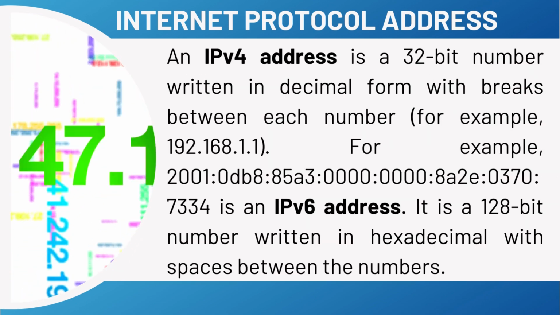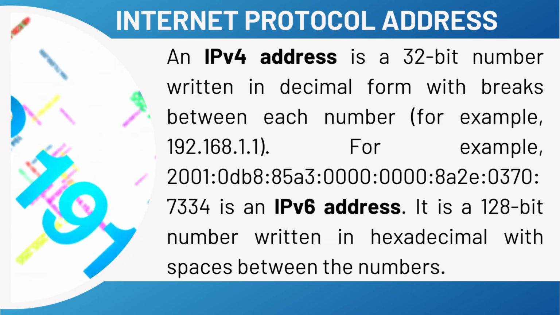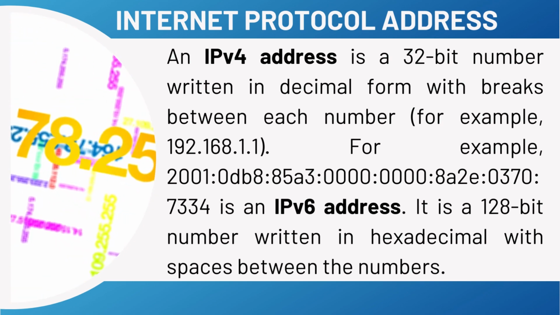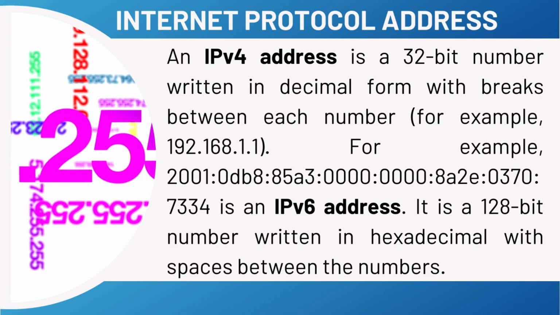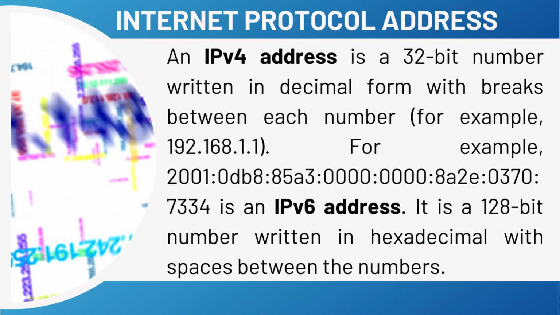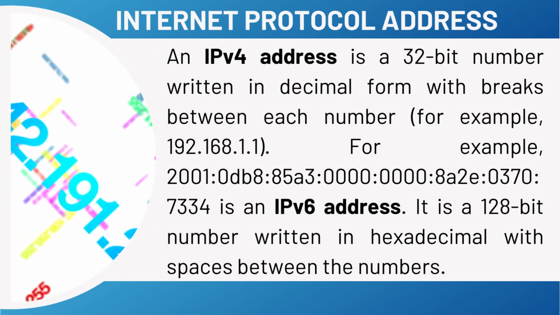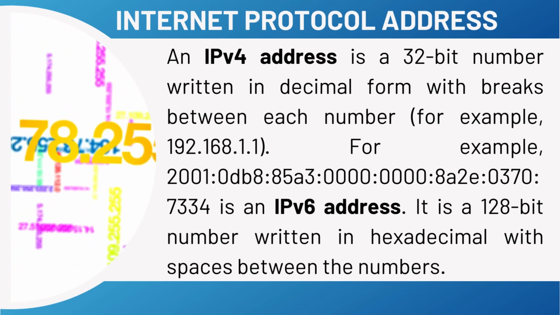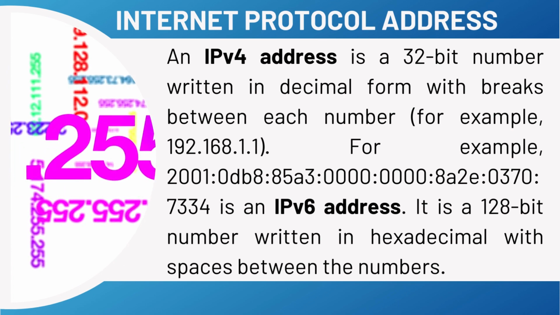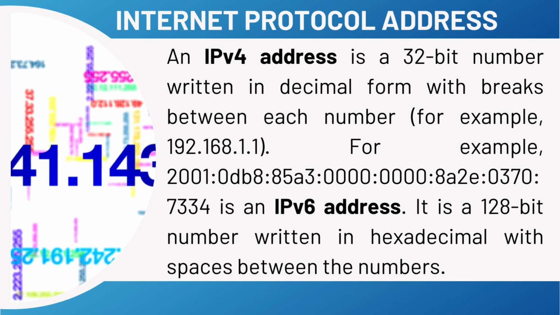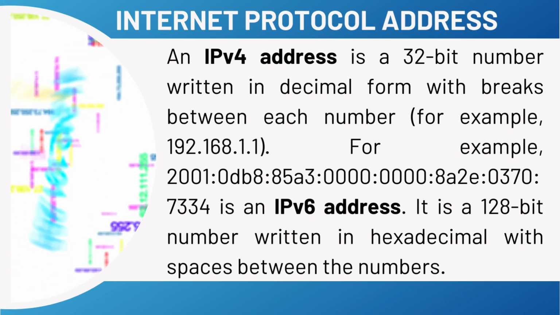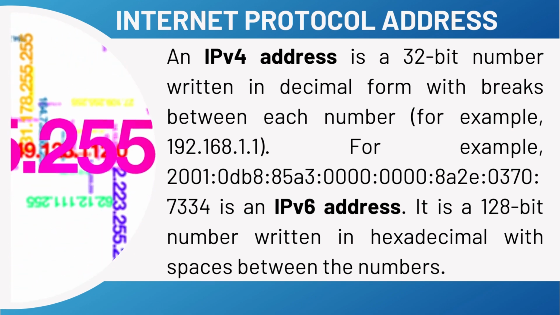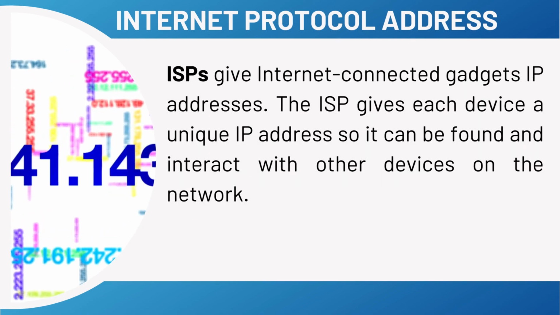An IPv4 address is a 32-bit number written in decimal form with breaks between each number, for example, 192.168.1.1. For example, 2001:0db8:85a3:0000:0000:8a2e:0370:7334 is an IPv6 address. It is a 128-bit number written in hexadecimal with colons between the groups of numbers.